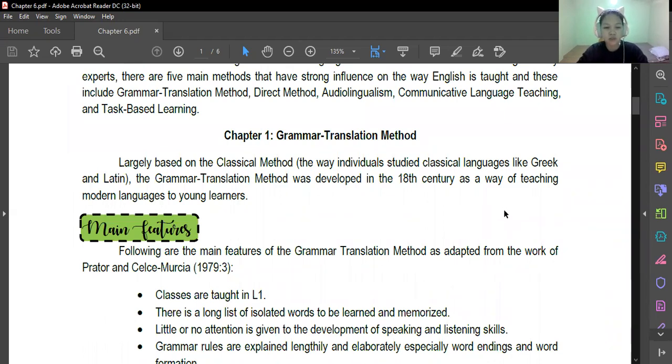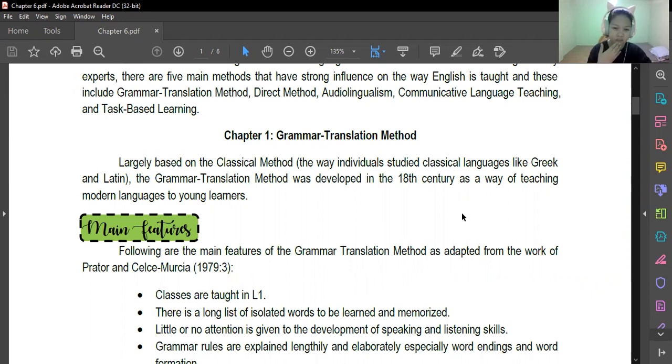Now, GTM is largely based on the classical method, the way individuals studied classical languages like Greek and Latin. The grammar translation method was developed in the 18th century. So, basically speaking, this is a very old approach now in ELT, a traditional approach. So, I don't advise using it frequently. Okay, you can still use it, but when you are going to use a traditional approach, make sure that you incorporate or combine it with a contemporary or modern approach. Okay, para you can assure that there is effectivity in teaching the language.